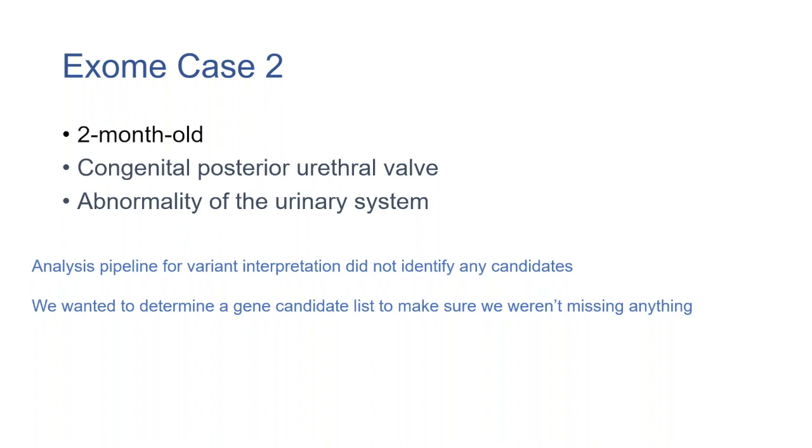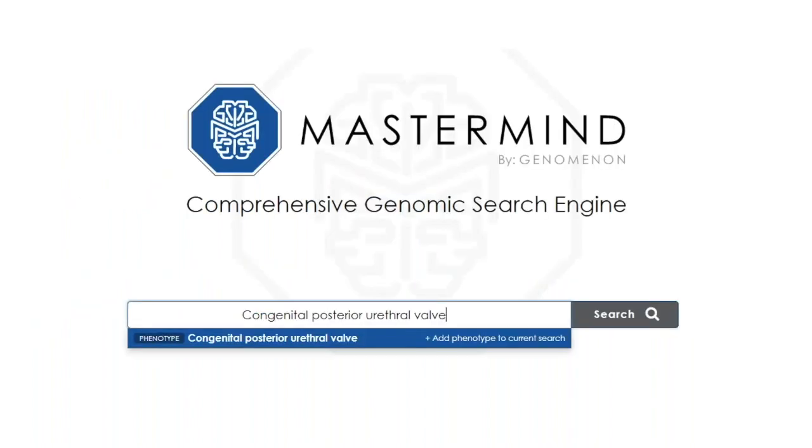So what I wanted to just illustrate to you is a way you can use this. We wanted to determine a gene candidate list to make sure we're not missing anything. So what are the most common genes that might be involved in this disorder? Is it possible there's an unusual variant there that's just not being picked up? So that was the goal of this investigation.